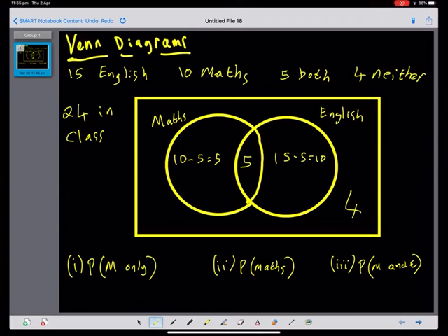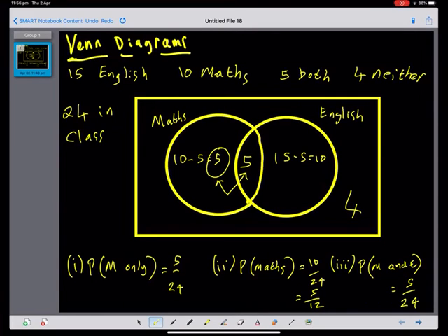Okay, so hopefully you've done that. Now, so maths only, we're going to be in this section here. Maths only is going to be 5 out of 24. The probability of students that do maths are going to be this and this, which is 10 over 24, which is 5 over 12. Okay, this one, which I couldn't make my mind up what to do, maths and English is 5 over 24. Okay, I hope that makes sense.